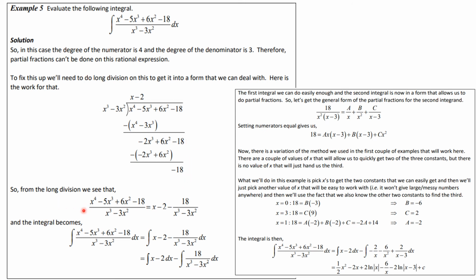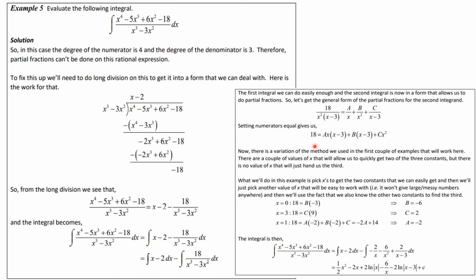So when we finish the long division, we get that this is x minus 2 minus 18 over x cubed minus 3x squared. Now this is the only one we're doing partial fractions on, so let's do partial fractions on that one, and we have to factor it. So that is x squared times x minus 3. So we can look at this as a over x plus b over x squared plus c over x minus 3.